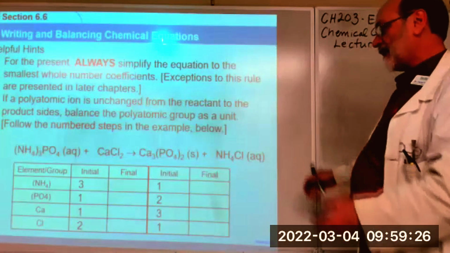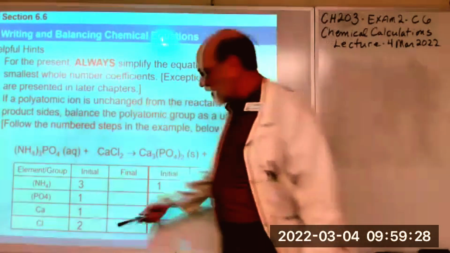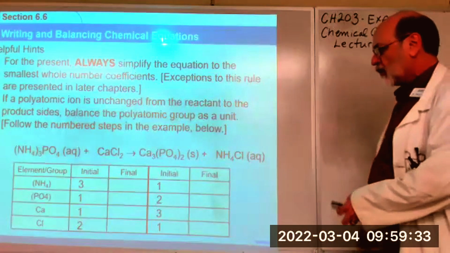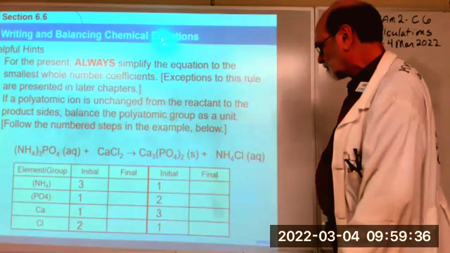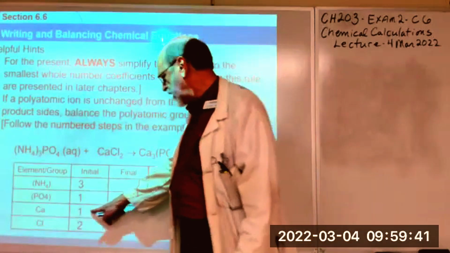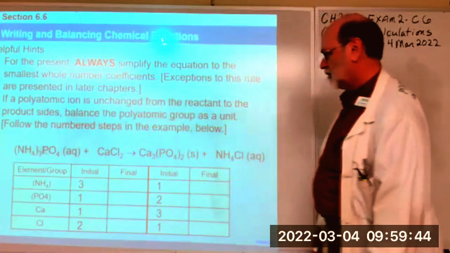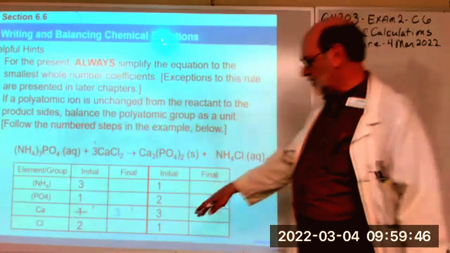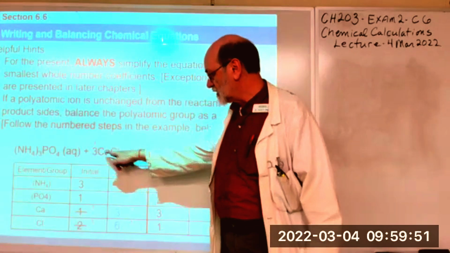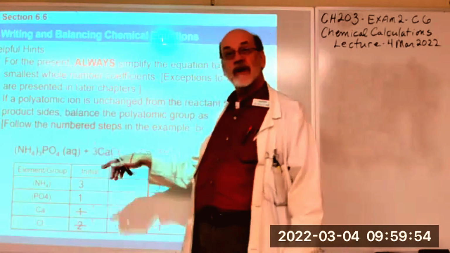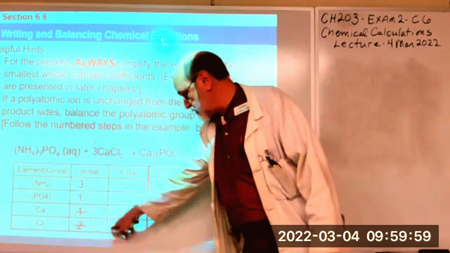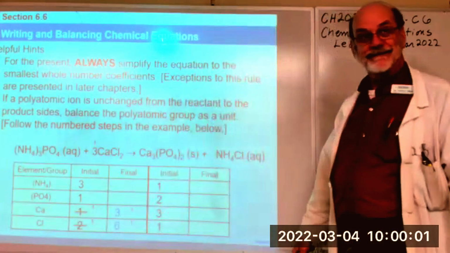In this case, we don't have that luxury, but we do have our balancing groups here. Ammonium, phosphate, same on both sides. So where do we start? Well, I think I started with calcium, right? We need 3 calcium over here. So I put 3 there. That changes to 3 here, but it also changes chlorines from 2 to 6, right? 2 here times 3 there. You actually have 6 chlorines now instead of 2.